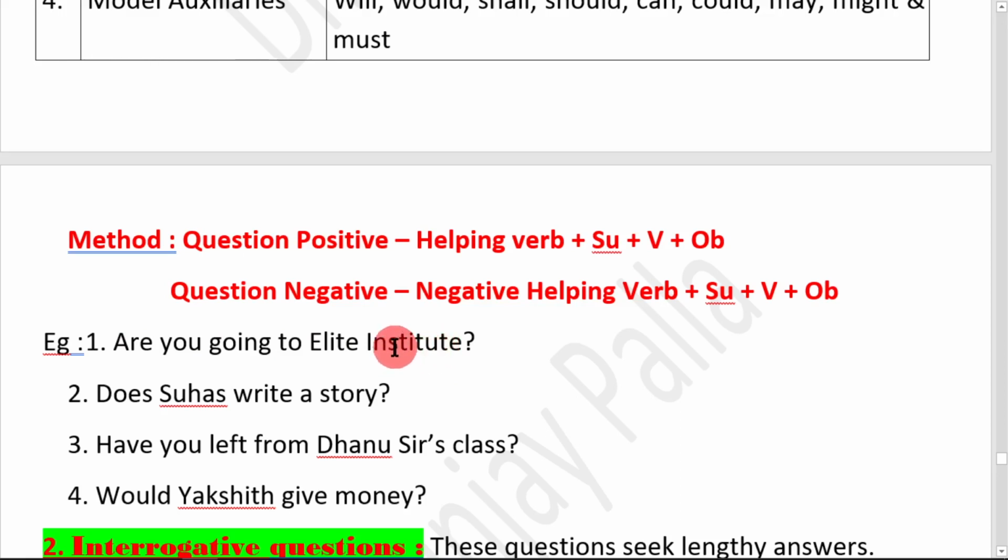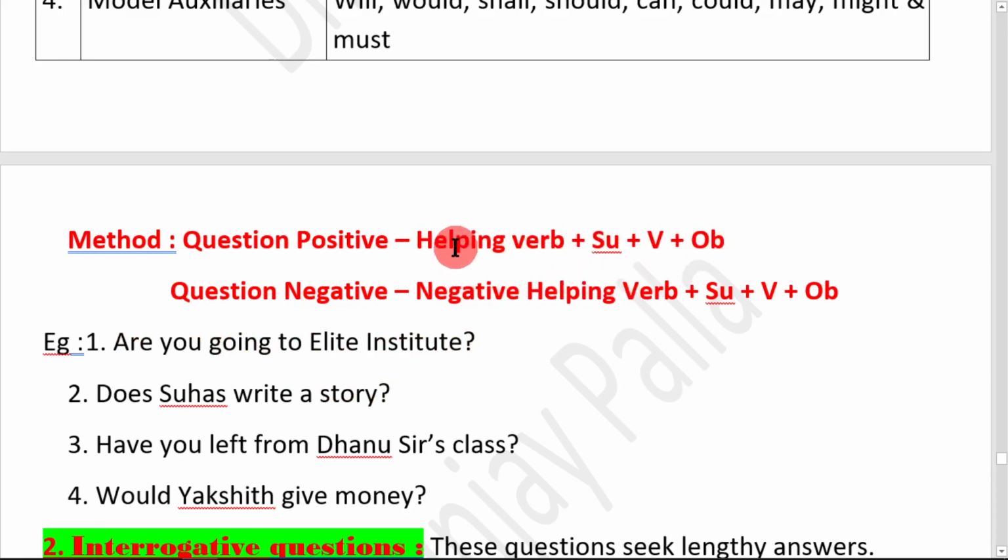If you want to identify the interrogative sentence, very easily we can find out: a sentence that begins with the helping verb and ends with a question mark is called an interrogative sentence. At the same time, if you want to form the interrogative sentence, we have to follow these two methods.